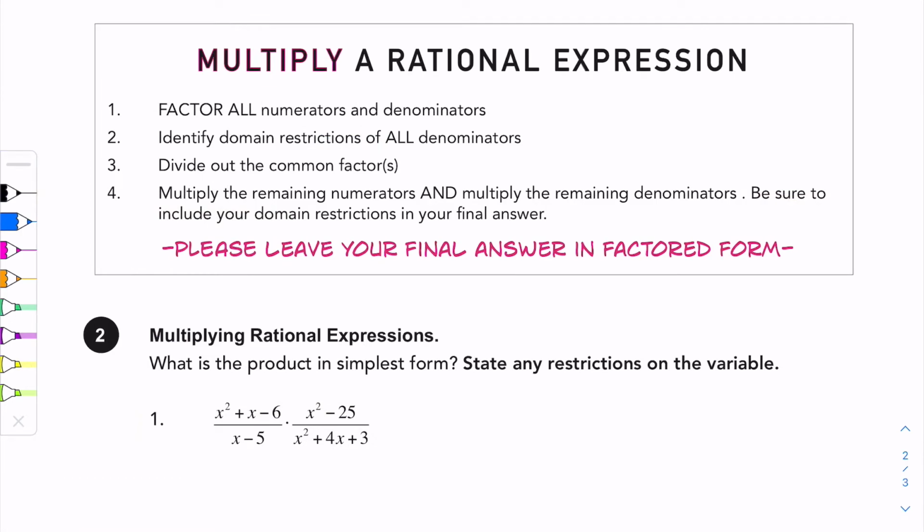So for the next section, we're multiplying rational expressions, which is almost identical to simplifying rational expressions, except for this time you have maybe 2 or 3 fractions, and you have to complete the simplifying for the whole entire problem.